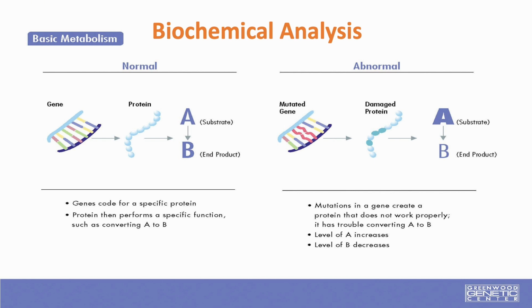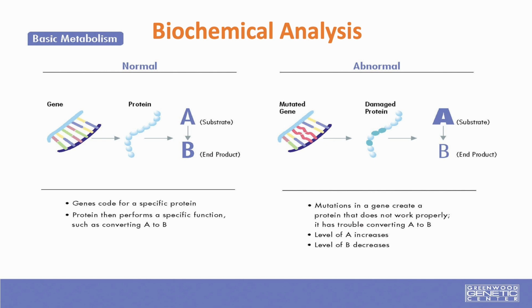The process begins with a collection of biological samples. Depending on the suspected condition, blood or urine samples are analyzed to measure the levels of specific metabolites, enzymes, or proteins. Common techniques used in biochemical analysis include chromatography, mass spectrometry, and enzyme assays.